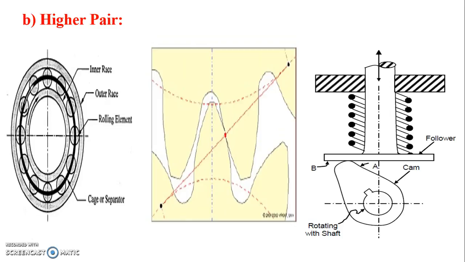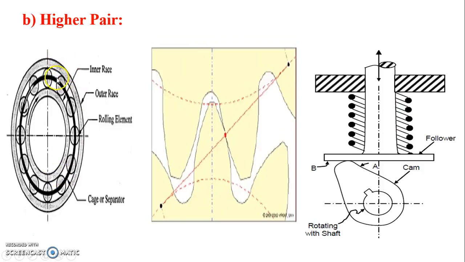The second type is higher pair. When the two elements of a pair have a line or point contact, when relative motion takes place and the motion between the two elements is partially turning and partially sliding, then such a type of pair is known as higher pair. The example for higher pair is bearing.